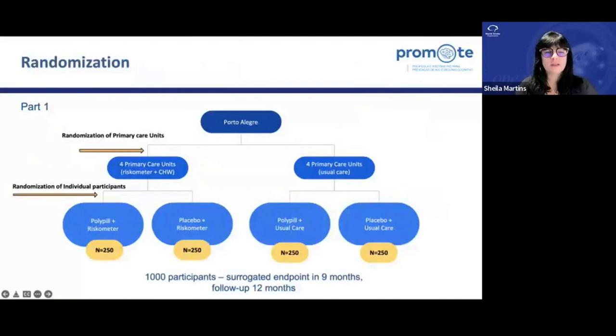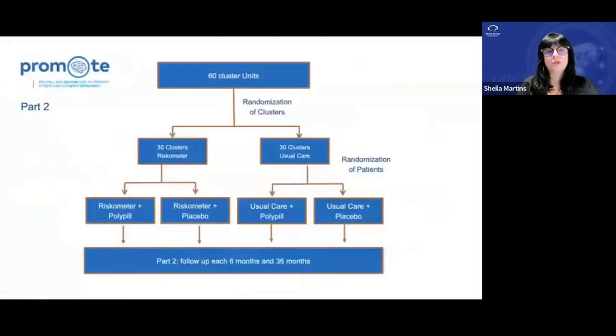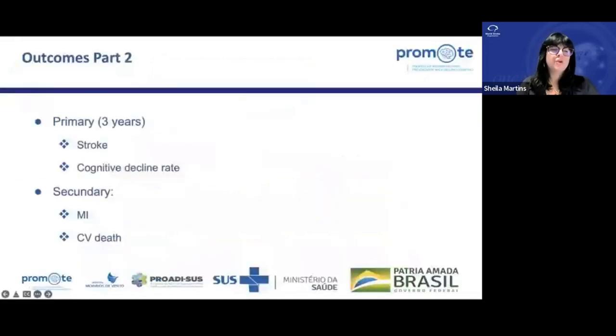the first part with a surrogate endpoint in 9 months to evaluate if the blood pressure decreases and if the cholesterol decreases. And in the second part, 6 cluster units in the country, 12,000 patients, and they follow up each 6 months up to 36 months to evaluate stroke and cognitive decline as the first outcome and secondary myocardial infarction and cardiovascular death.